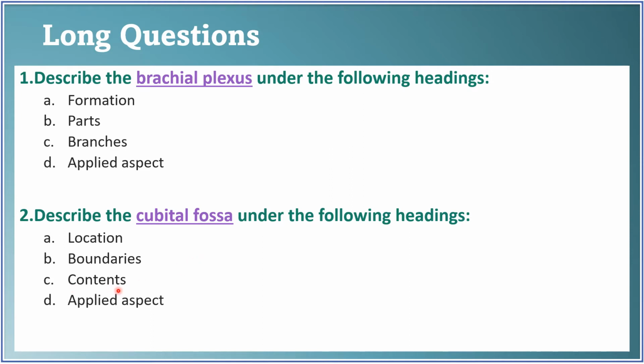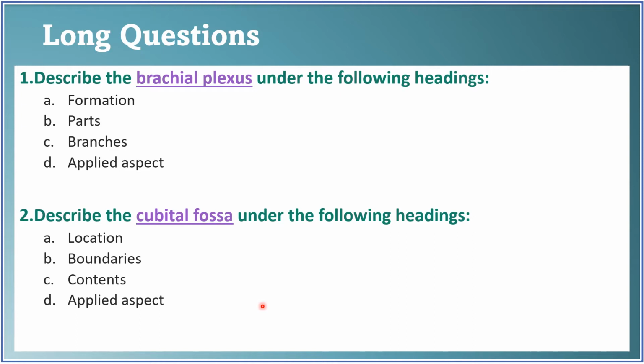Then contents. Now contents you should not write haphazardly. You should start from one side, right? Like from medial to lateral, what are the contents? And then comes the applied aspect. About the diagram, here you have to draw diagrams. For boundaries and contents, there can be one diagram, one for the roof, one for the floor if you can draw that. Applied aspect, at least two things you have to mention.